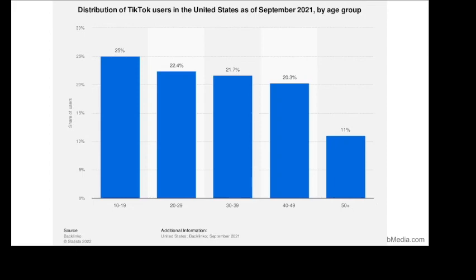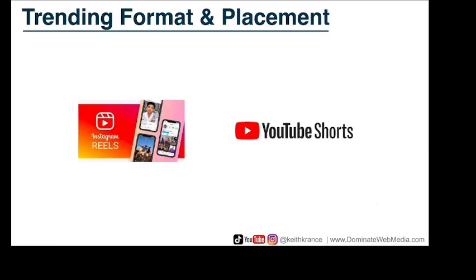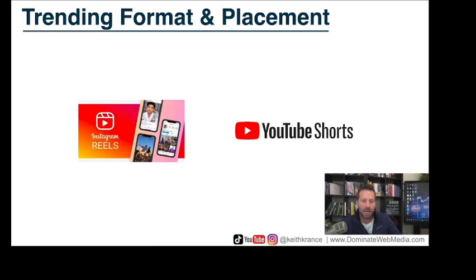And we know, we're on there, the older demographics, everything ages up. And the fastest growing by far is the 40 to 49 and up, and 50 plus. Right now, as I'm speaking, that's probably realistically closer to 12, 13, 14%, honestly, because these stats are so lagging. Trending format and placements.